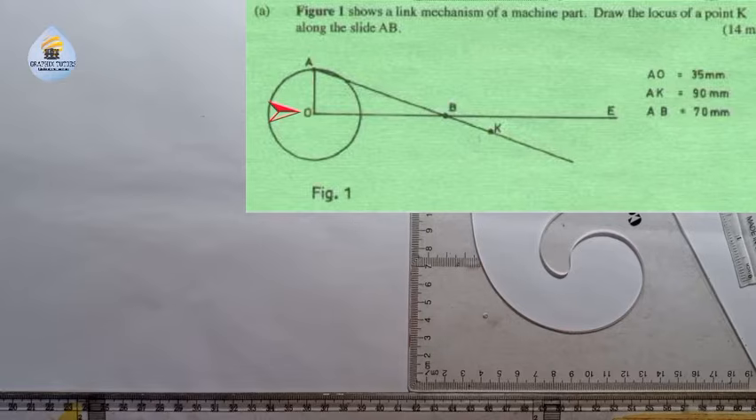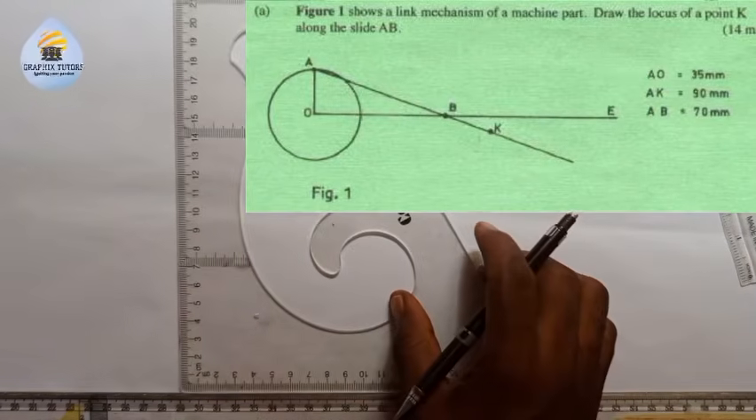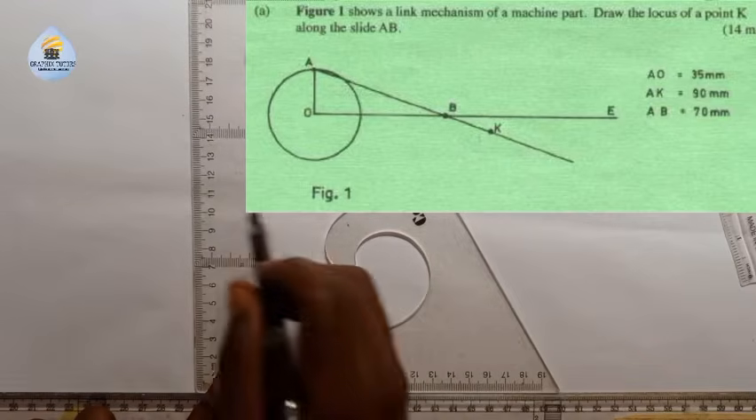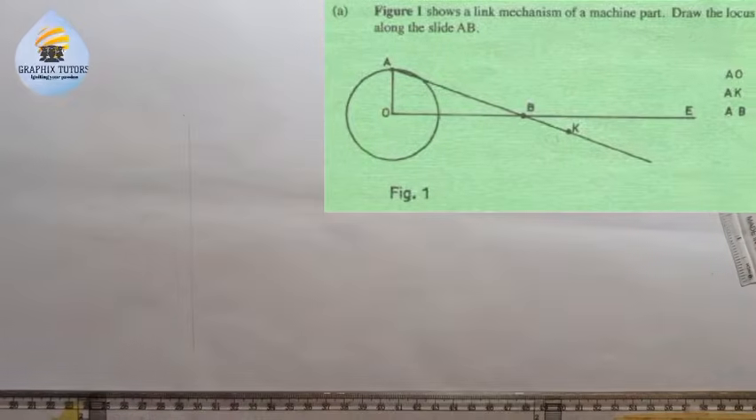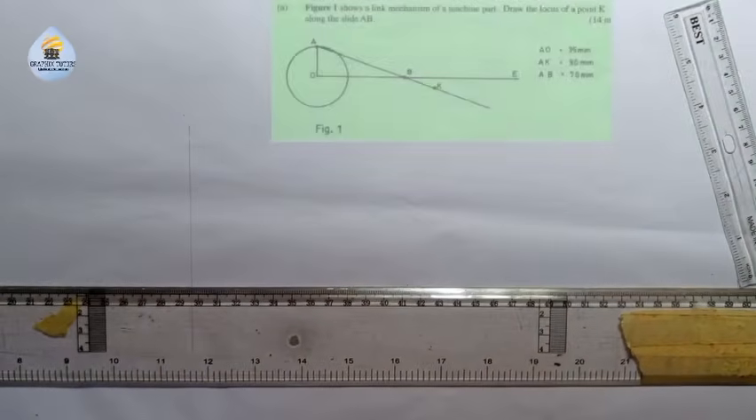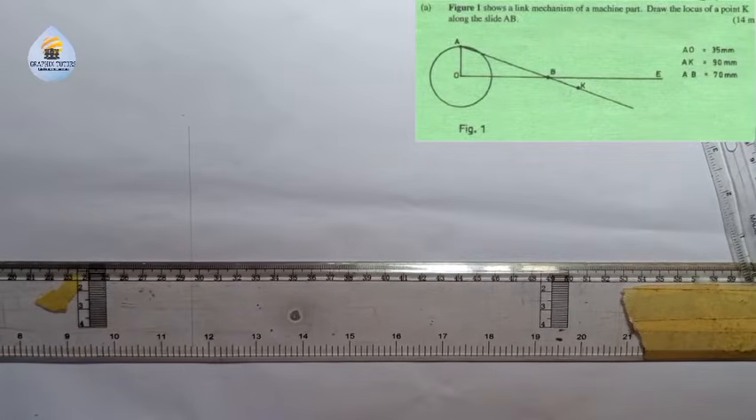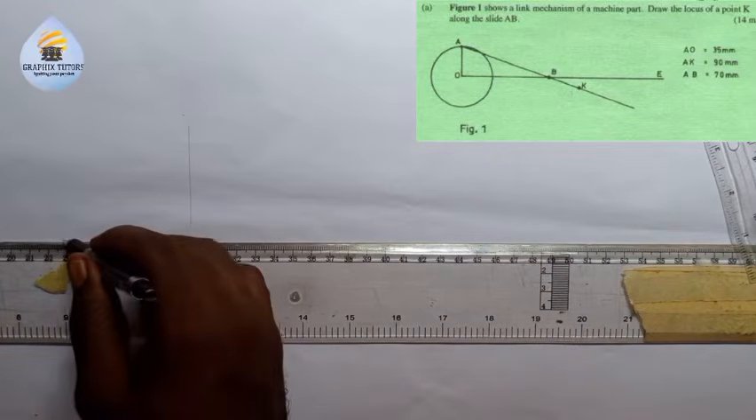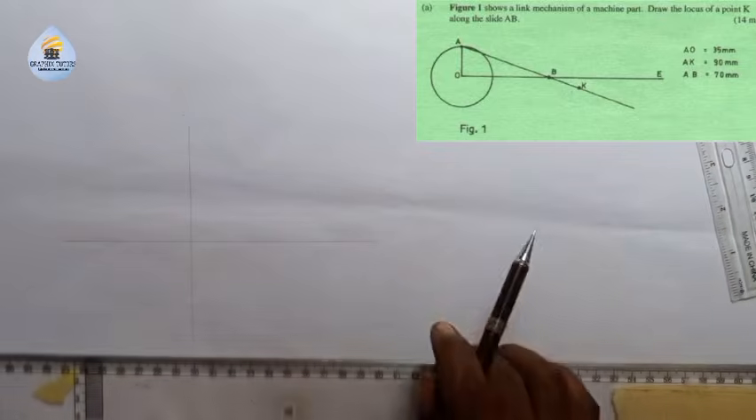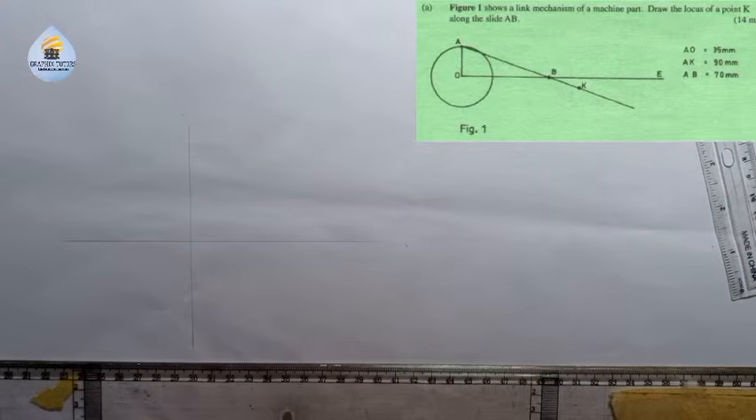Now, if you look at the diagram closely, AO is the crank, right? And we are giving AO distance to be 35 millimeter. So I'm going to take my instrument. I will draw the vertical line this way, and I'm going to draw the horizontal line this way, right? You can see that. Let me take it up a little bit.